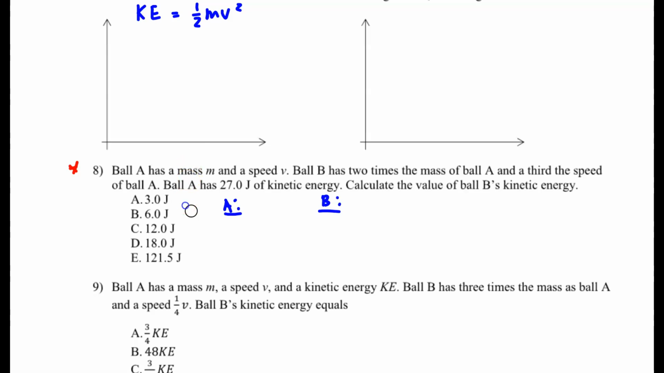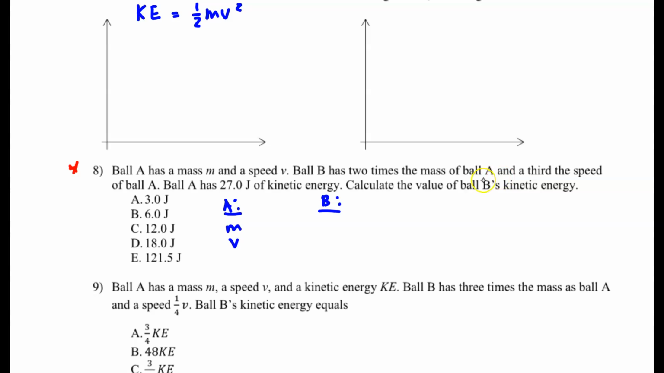What do we know? Ball A has a mass m and a speed v. So as soon as I write those down under the A column, no longer is m a generic variable. M now stands for A's mass, and likewise for v, that's A's speed. It would be wrong for me to say that B has a mass m, because B's mass is not the same. Okay, let's read ahead.